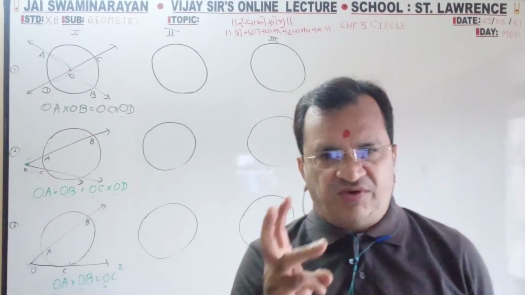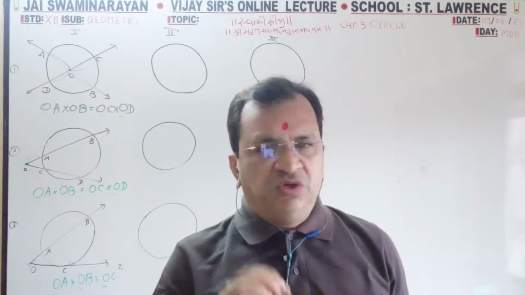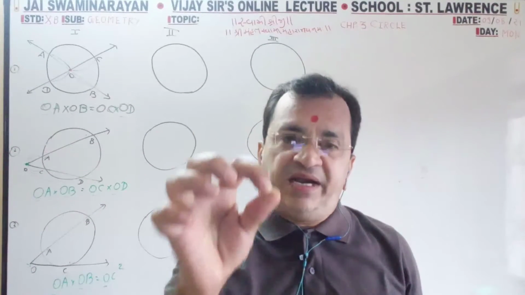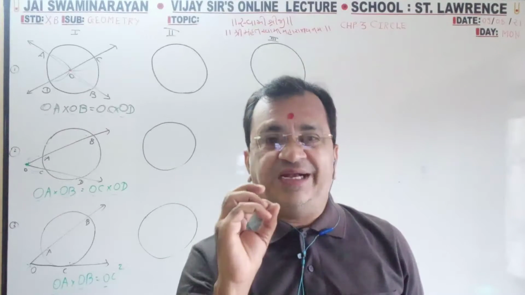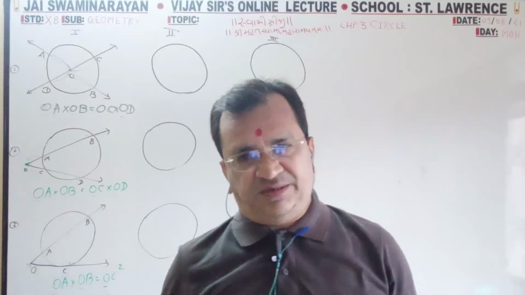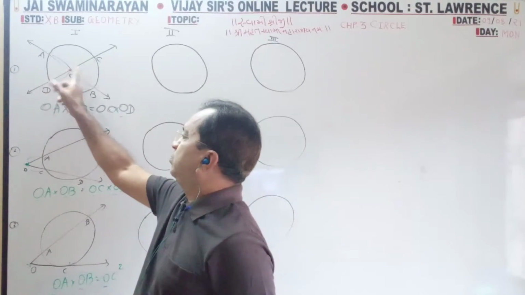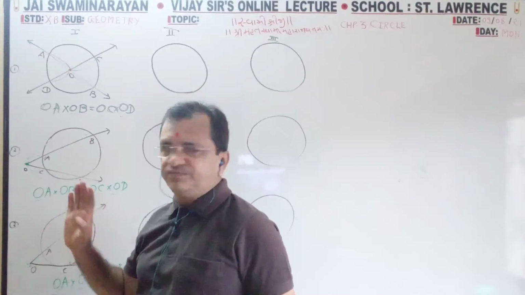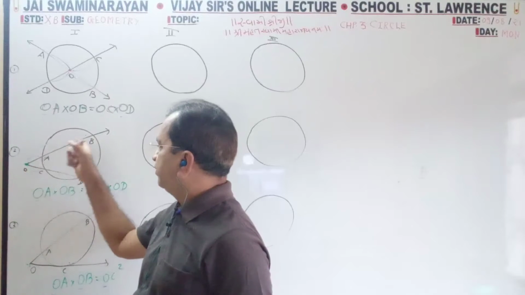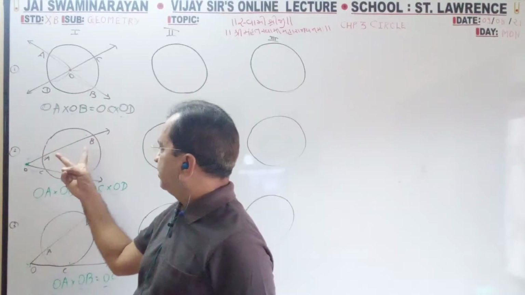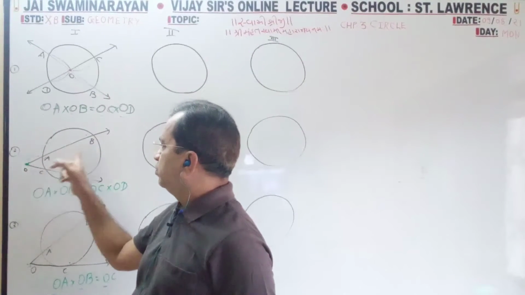These are the three formulas on the base of segments, where you have to find out the length of the segment. For example, OA, OC, OD, OB. Here also, suppose you have to find out AB, CD. Suppose you have to find out AB. So OB.